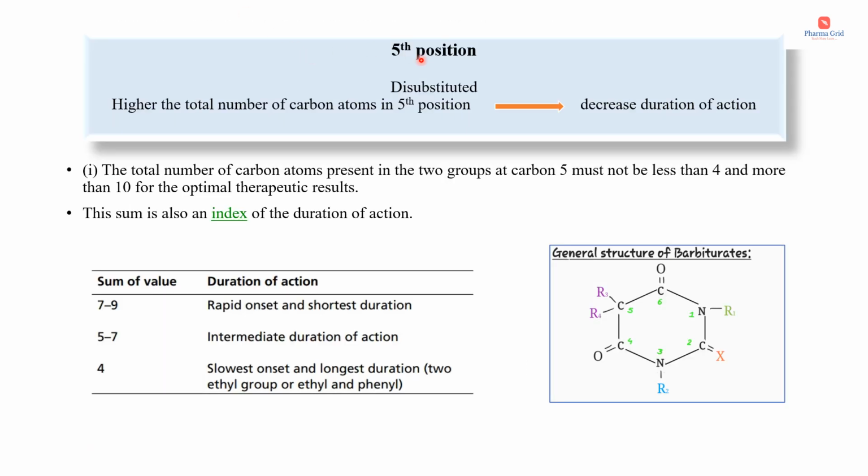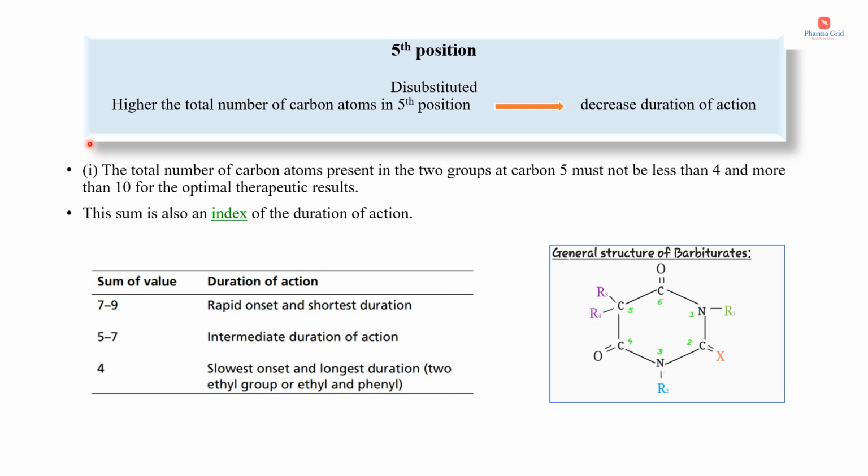Now the most important position, that is the fifth position. Concerning the fifth position, the most important points are, first one, see the general structure. This is the fifth position or the fifth carbon. It must be di-substituted. That is, the two hydrogen atoms in this fifth position must be replaced, that is R3 and R4. So the fifth position must be di-substituted.